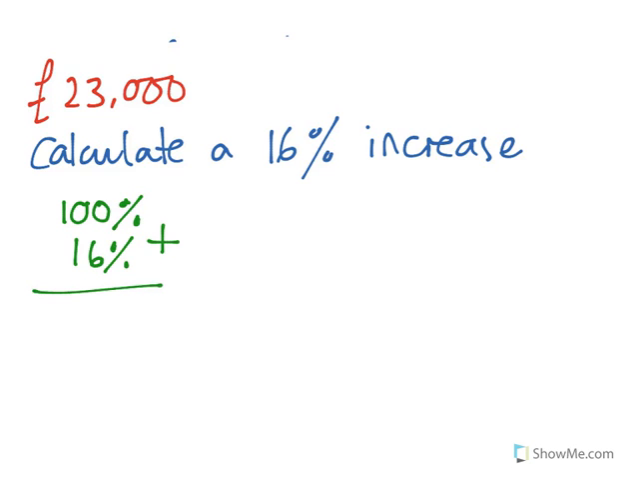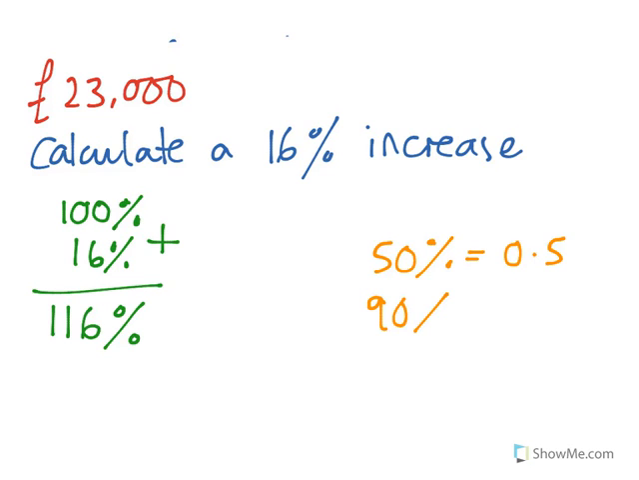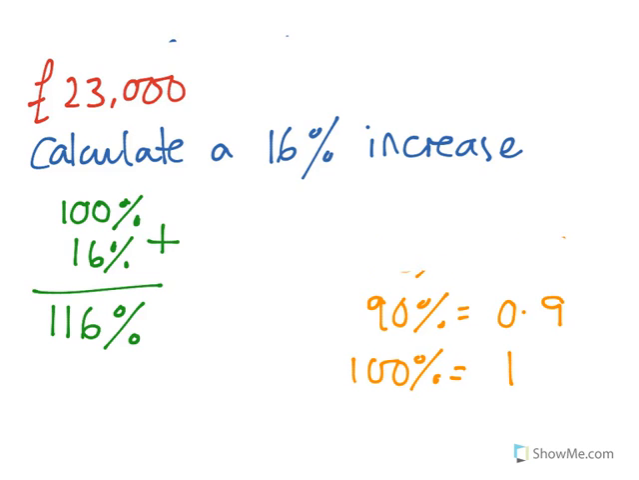So what we're actually trying to find of this original amount is 116%. Now let's just consider some simple decimal equivalents to percentages. So just aside from this question for a minute, if we looked at what is 50% as a decimal, we're all fairly happy with, that's 0.5. What's 90% as a decimal? 0.9. And what is 100% as a decimal then? Well, that's going to be 1. Okay, so back to our question then.